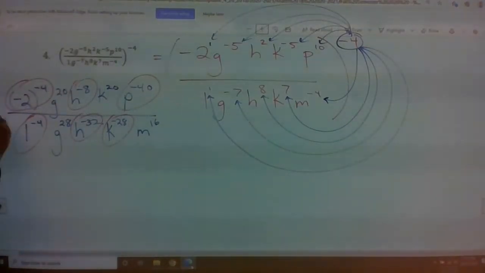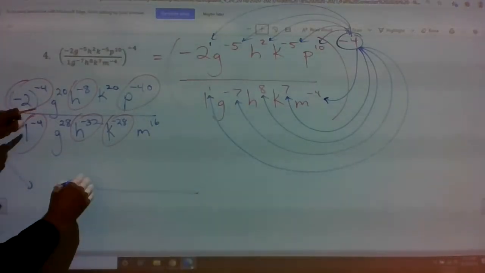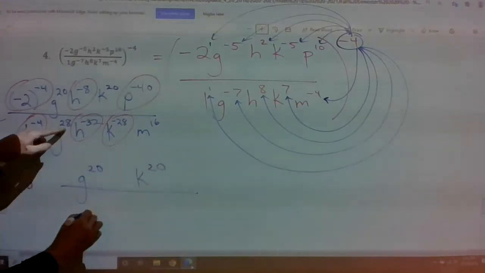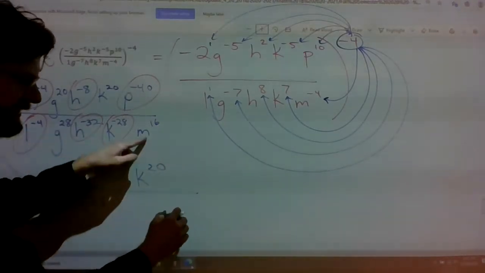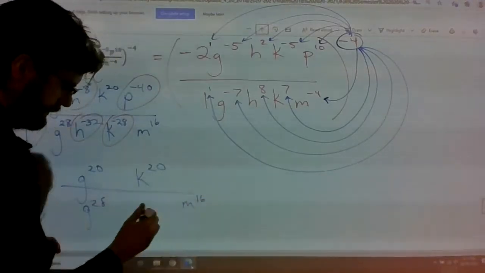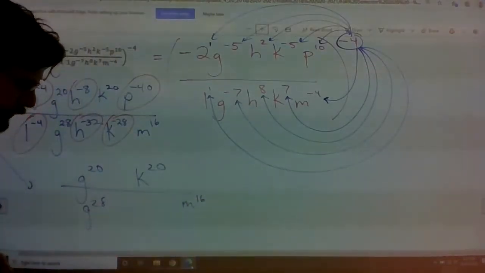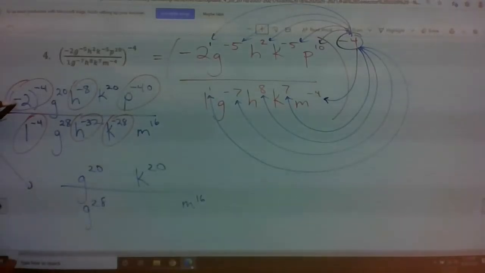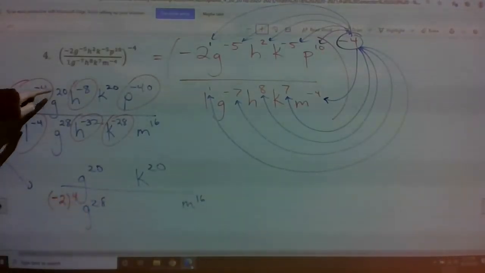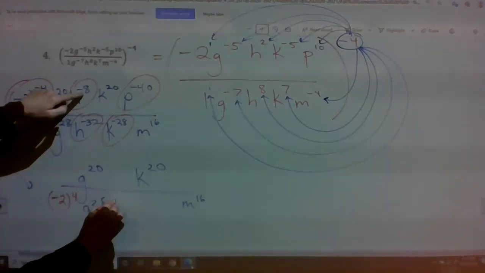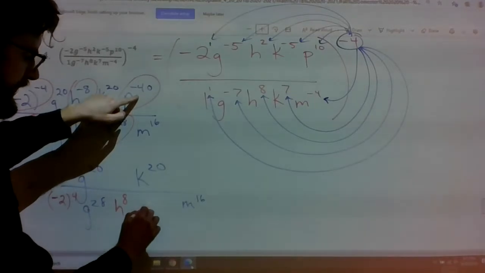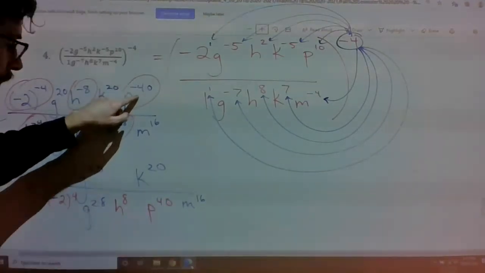So the ones that stay are going to be g to the 20 up top, k to the 20 up top, g to the 28 on the bottom, m to the 16 on the bottom. Everybody else in red moves. So my negative 2 to the negative 4 becomes negative 2 to the positive 4 on the bottom. H to the negative 8 on top becomes h to the positive 8 on the bottom. P to the negative 40 on top becomes p to the 40 on the bottom.